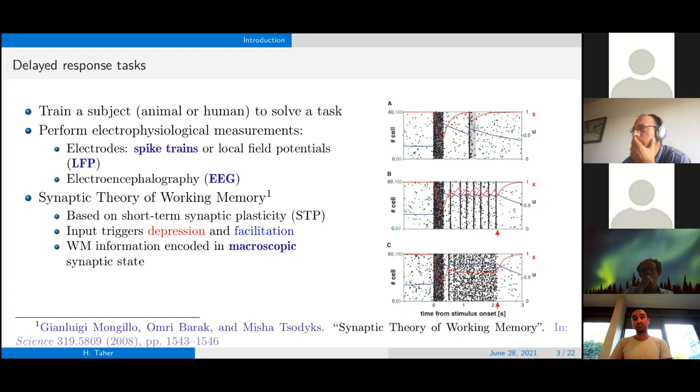Of course, if we want to study working memory, we can take a network model like here in the work of Mongillo and perform the simulations and see how the working memory mechanisms work. But since the information is stored in the macroscopic state, it would be nice to have a macroscopic, low dimensional model, so to speak. And we wanted to fulfill some properties. Of course, it must be based on STP. And the second thing is it should somehow give access to measures or to some correlates of local field potentials or EEG signals. So let's go to the model.